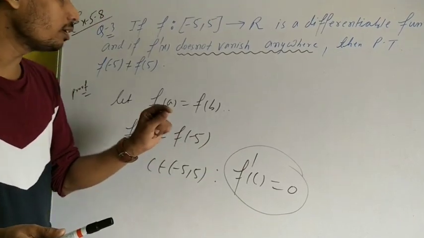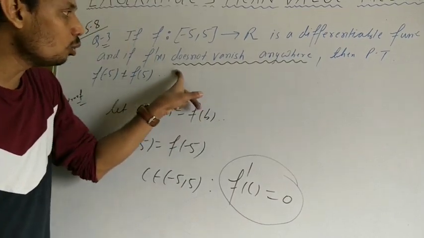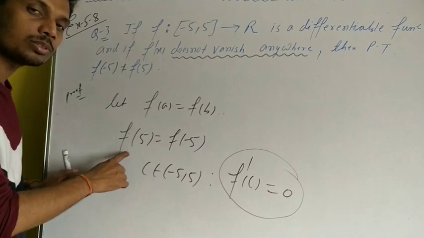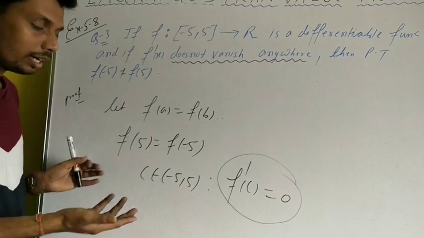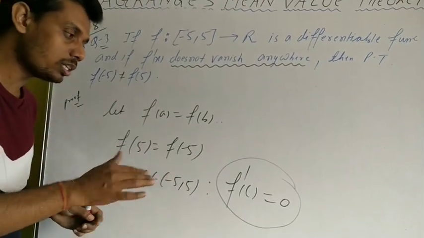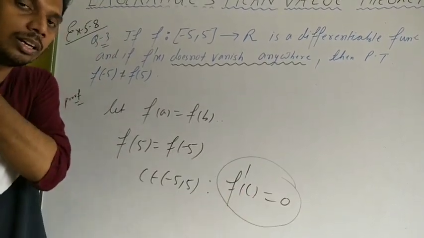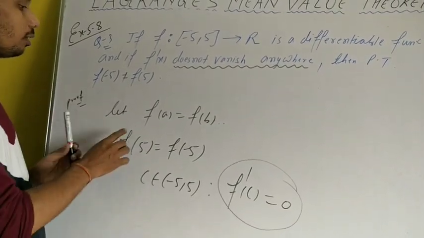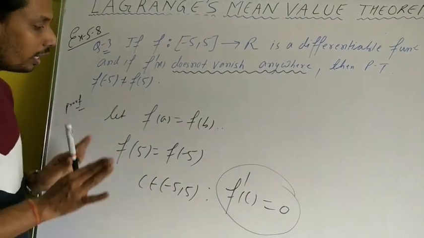But in the question it is given that f dash x does not vanish anywhere, that is, nowhere is the value of f dash c equal to 0. It means that our assumption f of 5 is equal to f of minus 5 is wrong. They cannot be equal to each other. If they were equal, then f dash c must be equal to 0. But the question itself mentions that f dash c is not equal to 0. So f of 5 is not equal to f of minus 5. That's what we had to prove, and here we get the result.